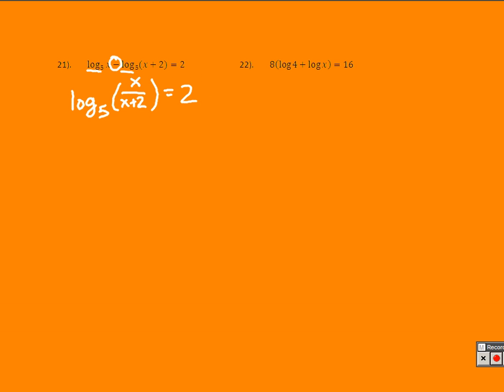Still, what I want to do is raise both sides. The base is 5, so I'm going to make my base 5. When I do that, these cancel out. I'll be left with x over x plus 2 equals 5 squared, which is 25. And then I'm going to multiply this bottom to bring it up to this side. So I have 25, and now times x plus 2. Expand it to get 25x plus 50. Subtract 25x over. Now we're solving like normal. So that means x will equal 50 divided by negative 24. So my answer is negative 25 over 12.